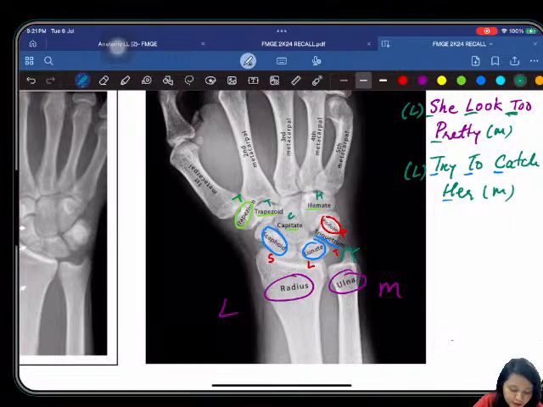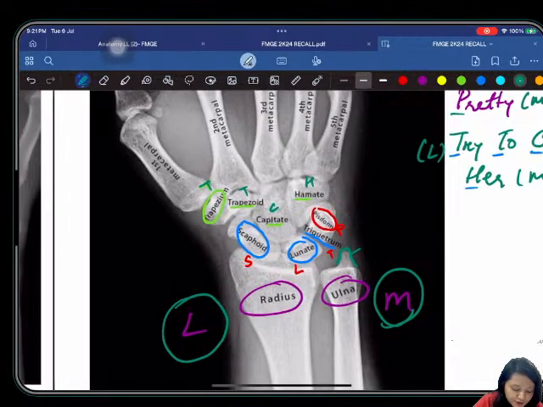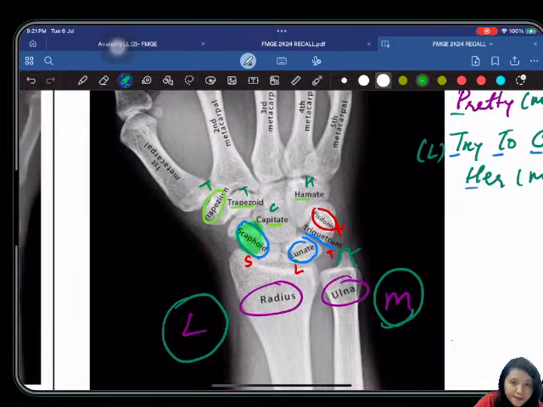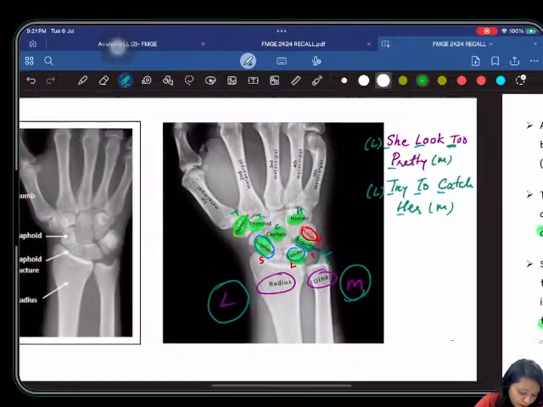So this is the ulna, it is on a medial aspect, and this is the radius on the lateral aspect. Then you can see the mnemonic that she looks too pretty. First of all, you have the scaphoid, then you got a lunate, then triquetral, and then the smallest one is the pisiform, which looks like a P. And उसके ऊपर you have the trapezium, trapezoid, then the capitate and the hamate. ठीक है? Okay.